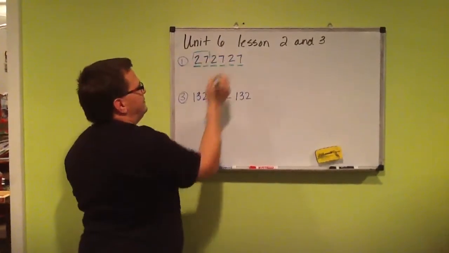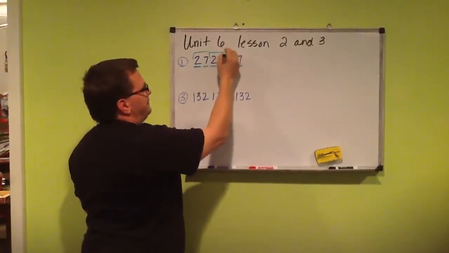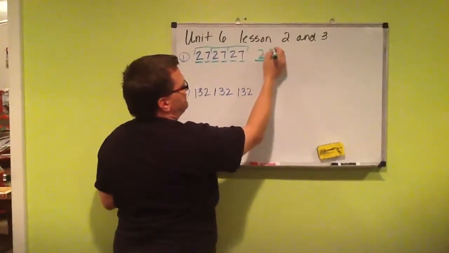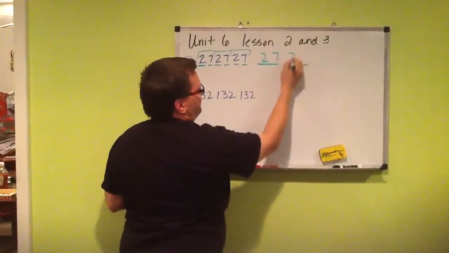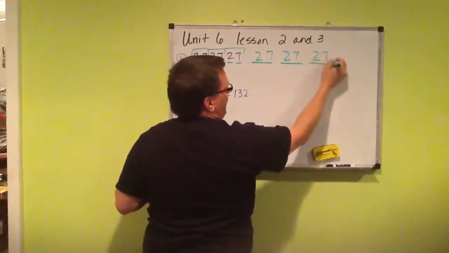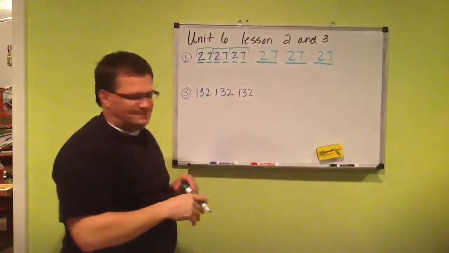If you look at these two, then look at these two, and then look at these two. So the next set of numbers would be 2, 7. And again, 2, 7. And again, 2, 7. And that would go on to infinity.